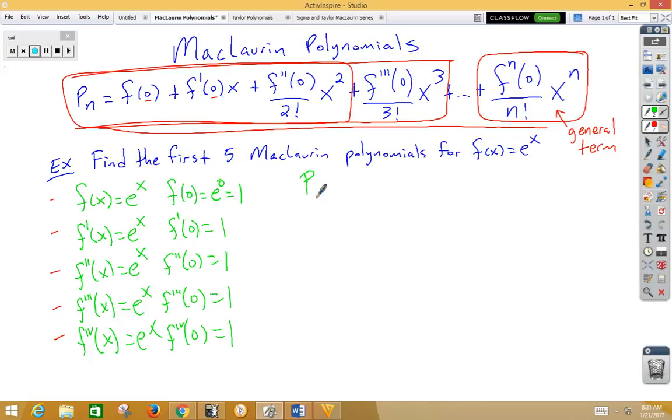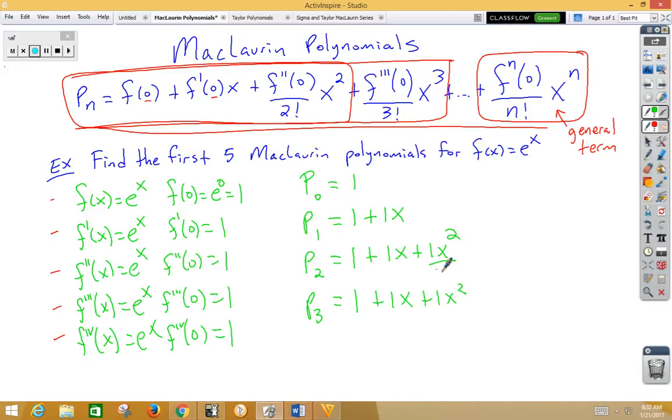So the first one is going to be just 1. Our first degree Taylor polynomial then would be 1 plus 1x. Our second degree Taylor polynomial would be 1 plus 1x plus 1x squared. Our third degree Taylor polynomial would be 1 plus 1x plus 1x squared, oh, should have a 2 factorial under there, sorry about that, plus 1x cubed over 3 factorial.